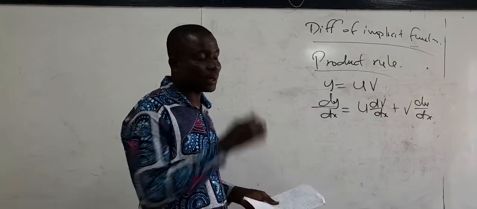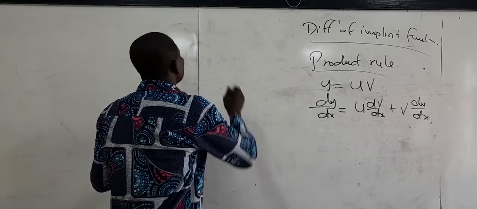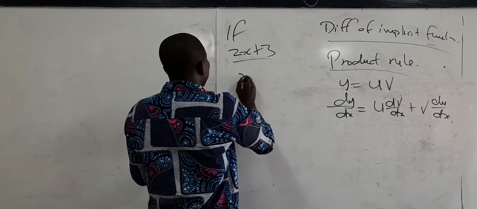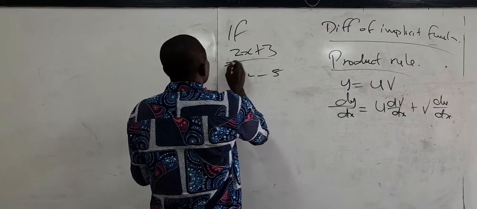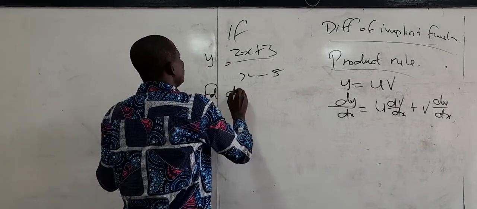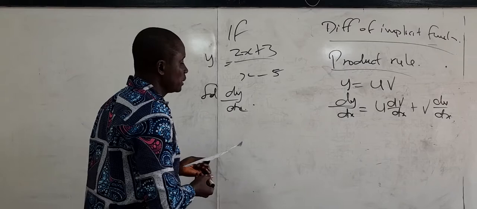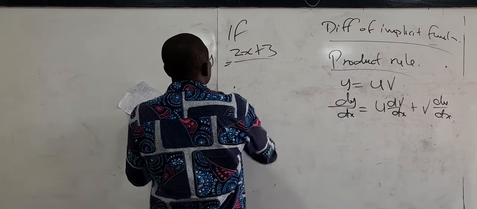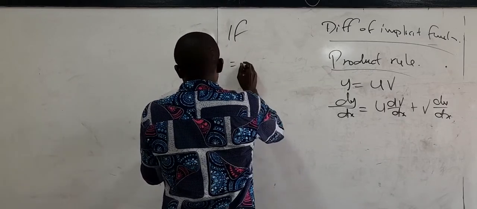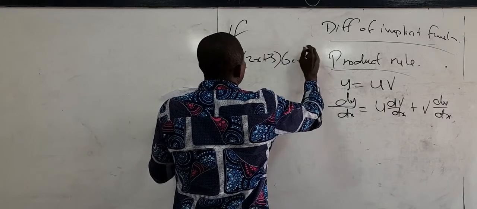So without wasting my time, I want us to look at a typical example under the product rule, and then we follow it as such. So he said that if y is equal to 2x plus 3 over x minus 5, find dy dx. Oh, sorry. I've rather used what you call the quotient. Sorry. So if I have this to be what? 2x plus 3, then x minus 5, like this.